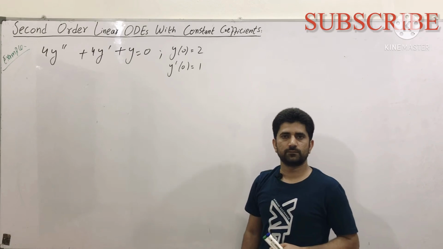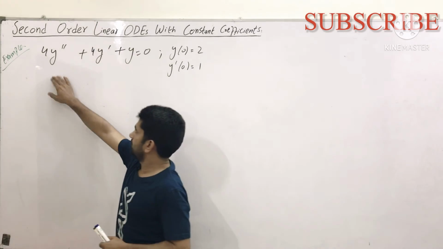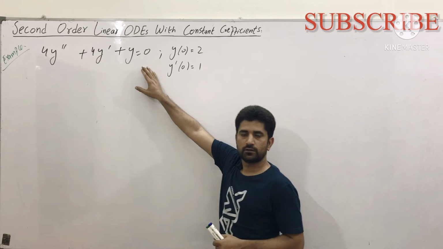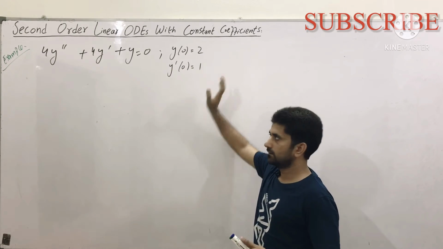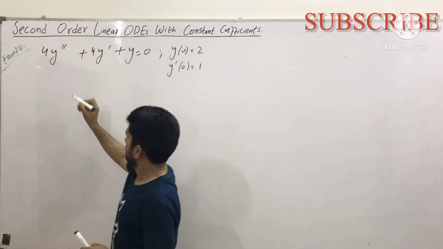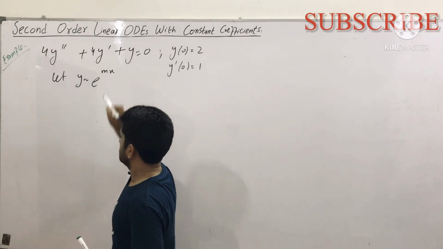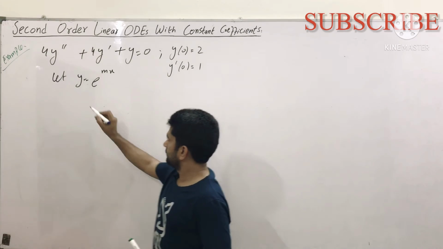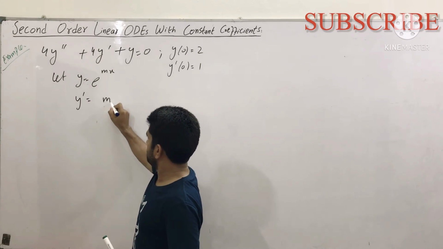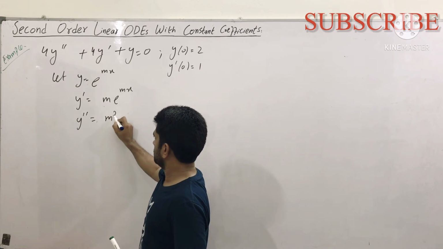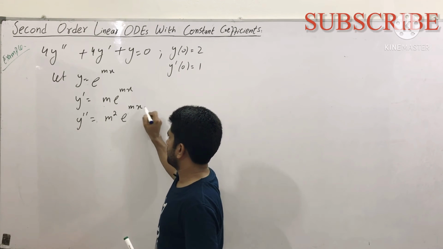Okay class, we have one more example. 4 times the double derivative plus 4 times the first derivative plus y equals 0 with some conditions. Let y equals e to the mx be the solution. Then the first derivative would be m e to the mx and the second derivative would be m square e to the mx.